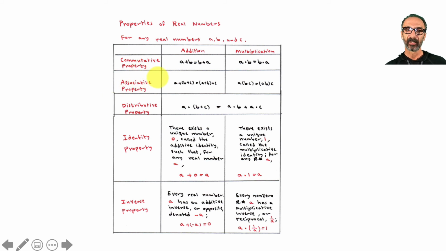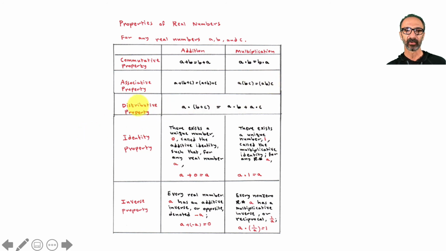Commutative property for addition, a plus b equals b plus a, which is true. 5 plus 2 is the same thing as 2 plus 5. In multiplication, A times B is the same thing as B times A. Associative property for addition and for multiplication. A plus B plus C is the same thing as A plus B, plus C, grouped either way. You could start grouping from the right or you start from the left. It doesn't make any difference. Same concept for multiplication.